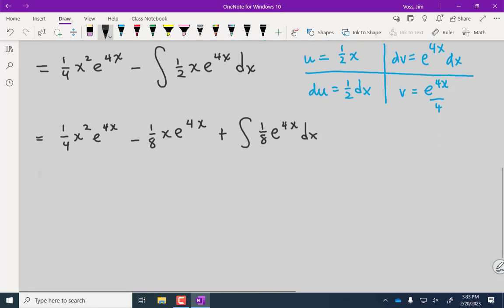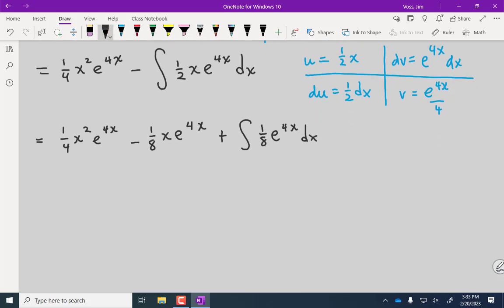Okay, so then we have, pretty easy, these two terms come down. This is integrable. We have 1/32 e to the 4x plus c, or minus c, if you're a contrarian. Why is that? I wonder.